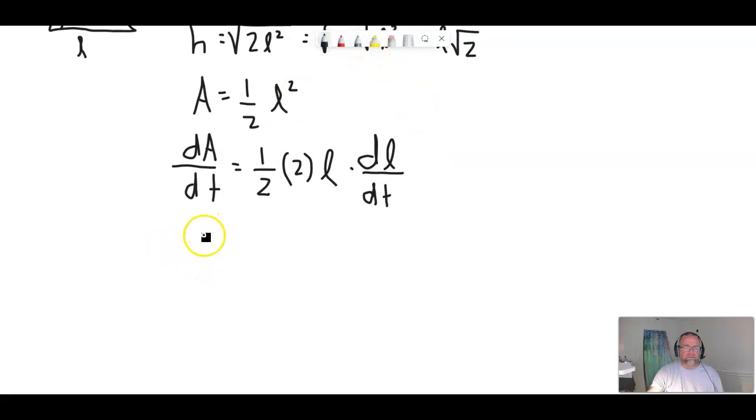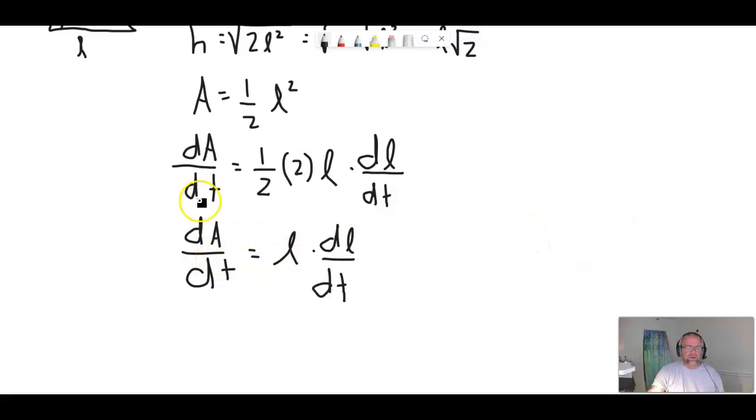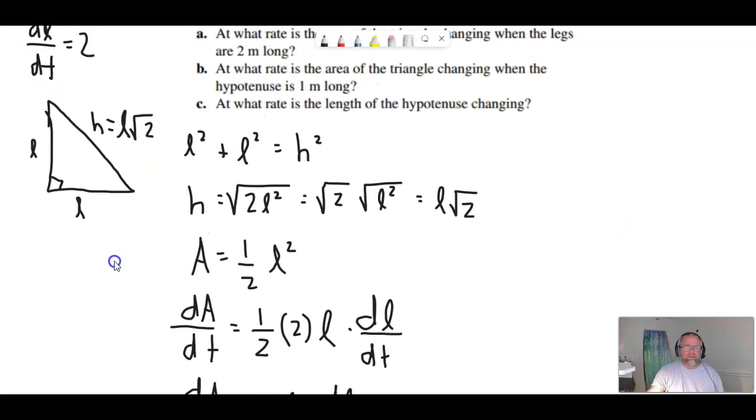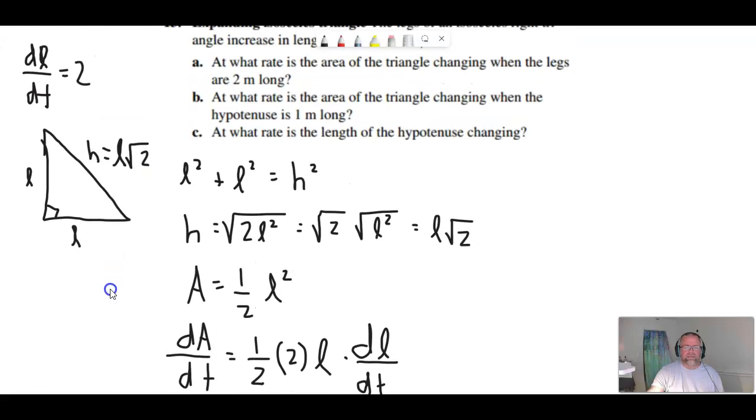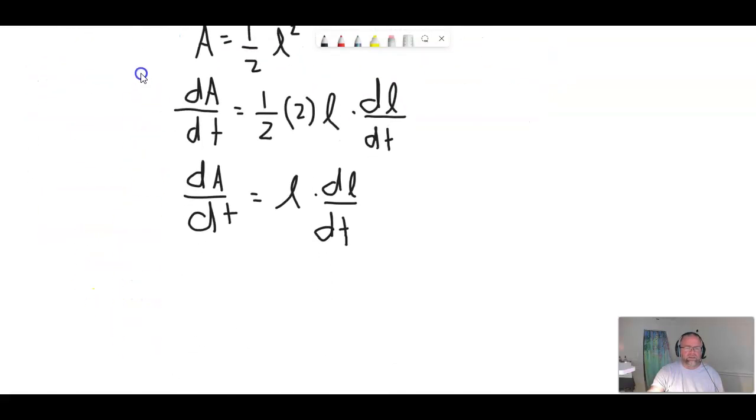All right, so the derivative of the area with respect to time is equal to 1/2 times 2, which is just 1. So this is the length times dL over dt. This is what we want, so that's already isolated, so we're good on that. And as far as the length, it's in the question. It says the length of the leg is 2 meters long, so we replace the length with 2, and the rate of change is also 2.